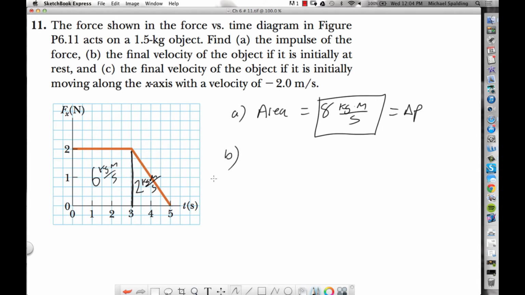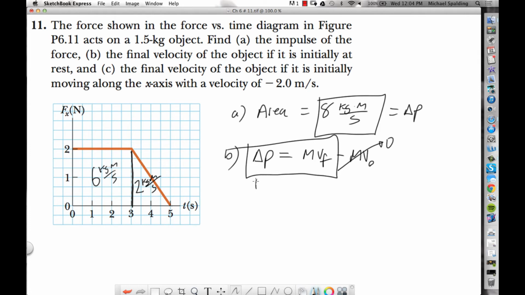Okay, B. The final velocity of the object if it's initially at rest. So now you can go, well, what's another way to calculate change of momentum? You can go momentum final, which would be m v final, minus momentum initial, which would be m v initial. If it starts at rest, what goes away? m v initial goes away, so then you're left with this. So then you can go, okay, v final must be the change of momentum over the mass.